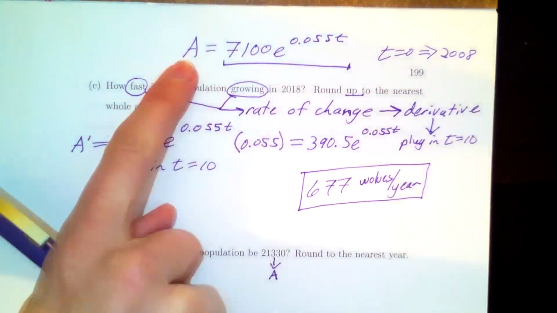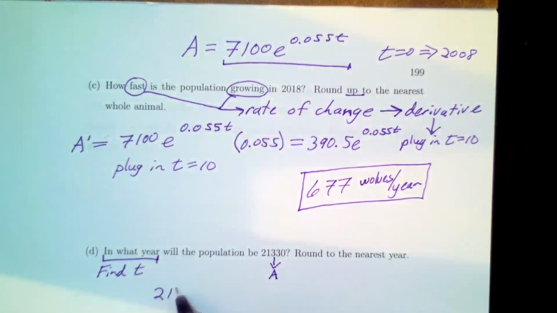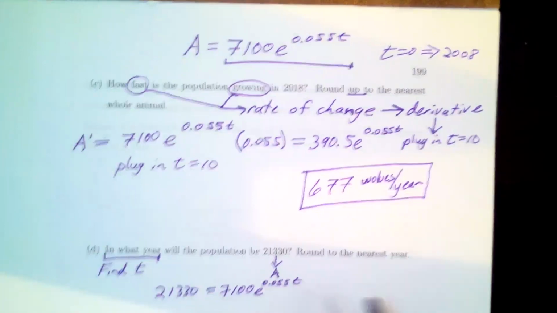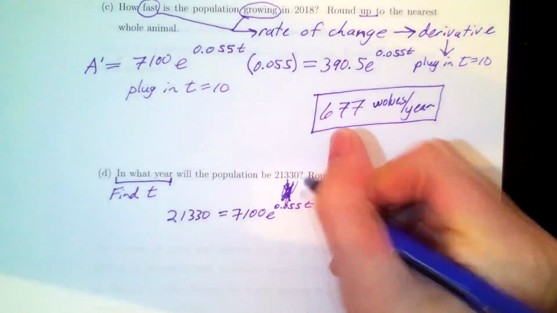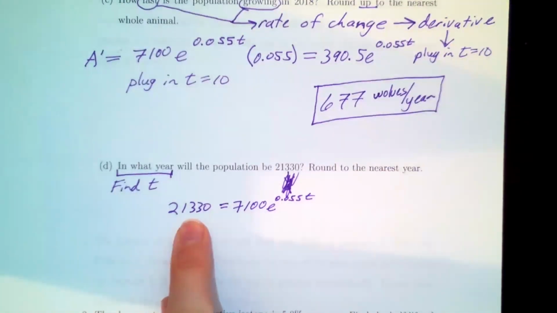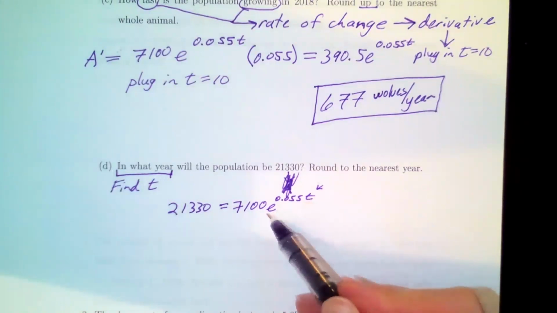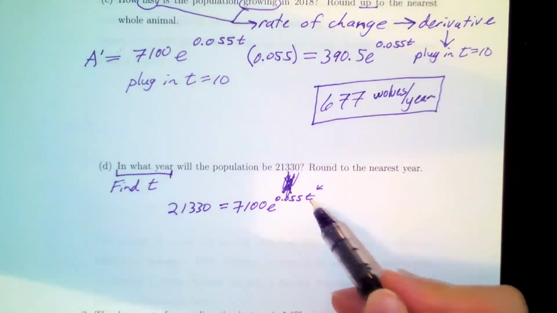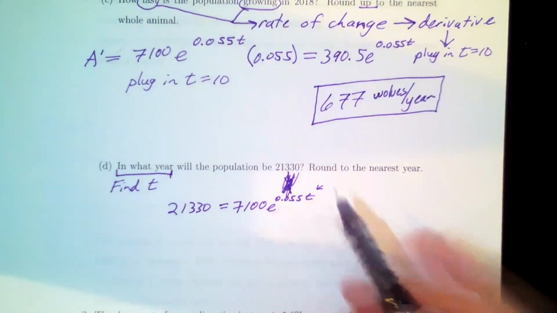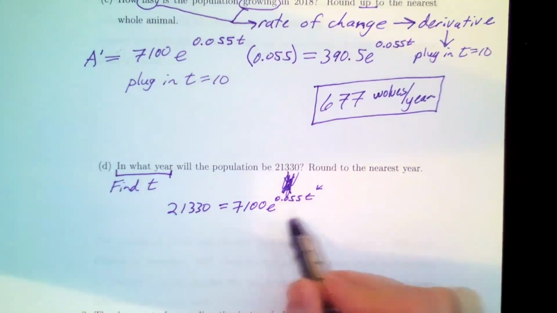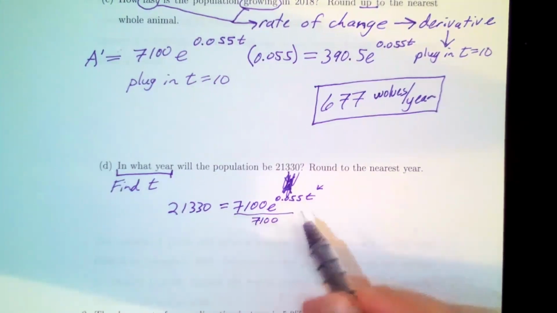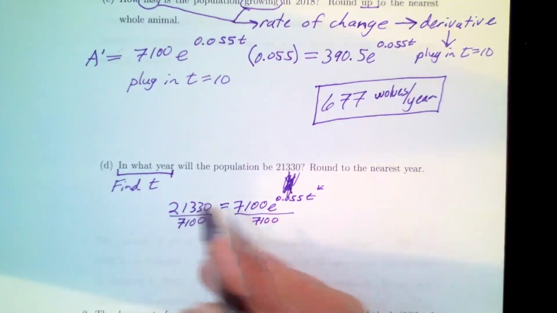So I want to plug A into this formula here, which in this case is 21,330. All right. We plugged A into my model there. Now I'm supposed to solve for t. And we should think here that the t is kind of stuck in the power on the e. So eventually I want to be able to get rid of that e so that I can have access to that t. But before I can get rid of that e, I've got to get the e by itself. So to get the e by itself, you should first divide both sides of this function by 7,100.